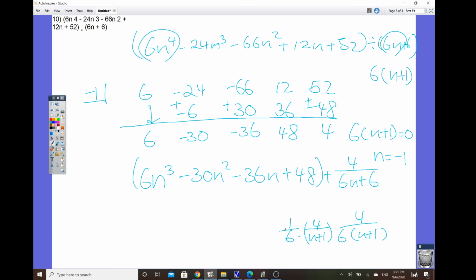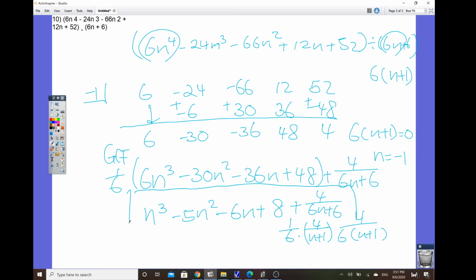So whatever the greatest common factor that you pull out, guess what we have to do with the quotient eventually? We need to multiply that quotient by the greatest common factor. So eventually, the real quotient would be considered n to the power of 3 minus 5n squared minus 6n, and then plus 8. And then plus the original remainder over the original divisor. And that would be considered the final solution.